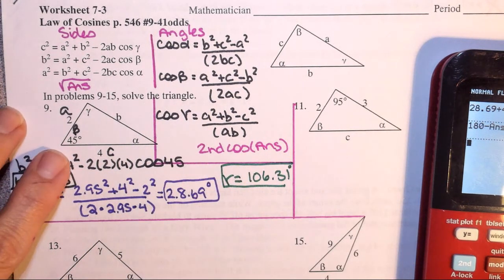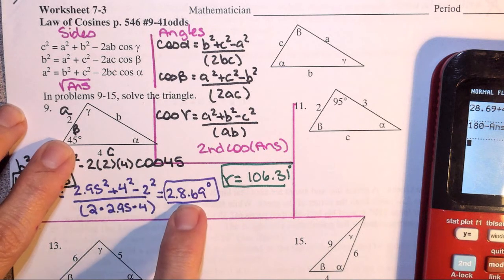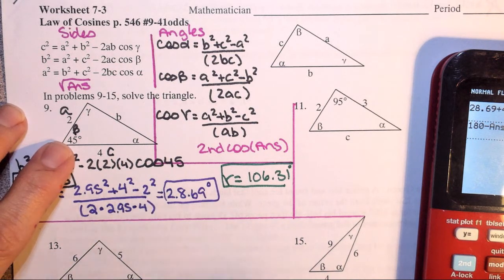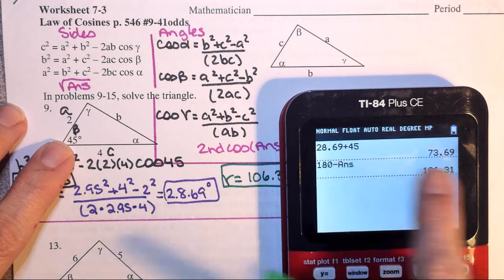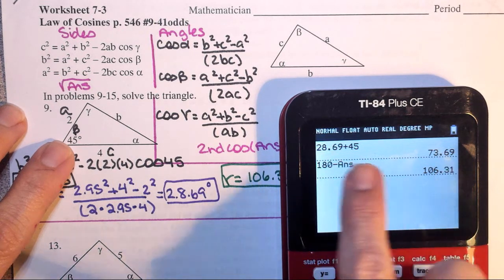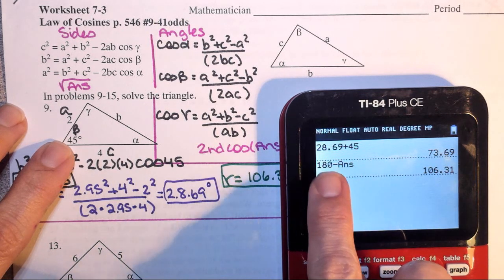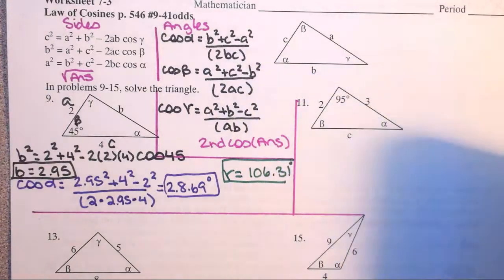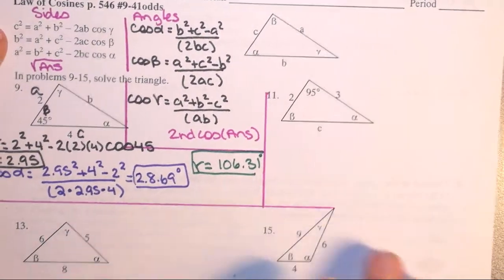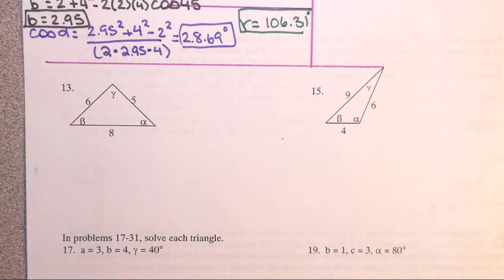Again, I took the two angles that I know, 45 and 28.69. I added those together right here, got 73.69, and then subtracted that from 180 because that's how many degrees are in a triangle. And that's 9. Number 11 is going to work the exact same way. So let's come down and look at 13.